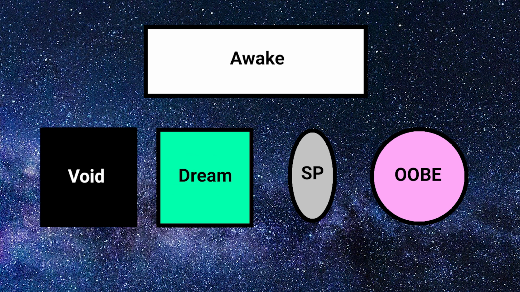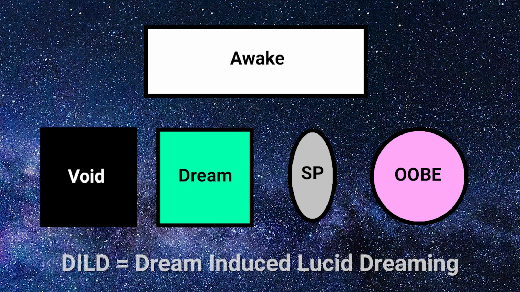The second lucid dreaming method is DILD, or the dream-induced lucid dream. You are in a dream, not yet lucid, and then you become lucid. There is no chain of awareness going from wakefulness into the dream.